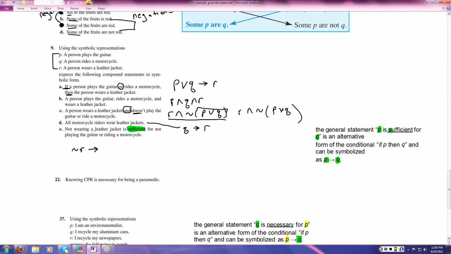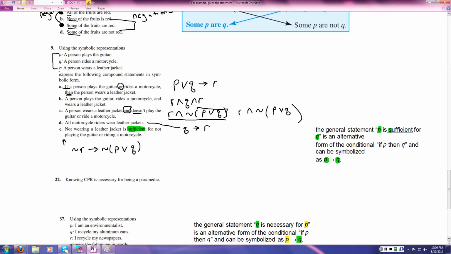For not playing the guitar or riding a motorcycle. So not playing the guitar or riding a motorcycle. So E would be represented as not R implies not P or Q.